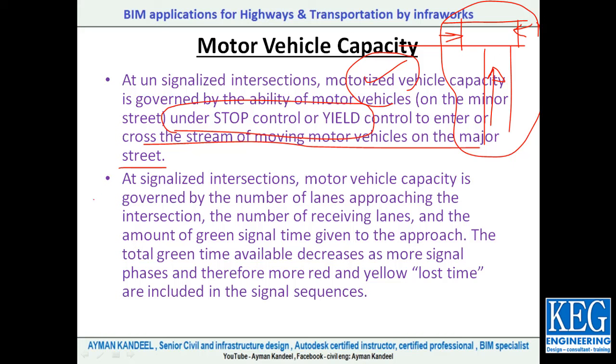In the case of a signalized intersection, motor vehicle capacity is governed by the number of lanes approaching the intersection, the number of receiving lanes, and the amount of green signal time given to the approach.